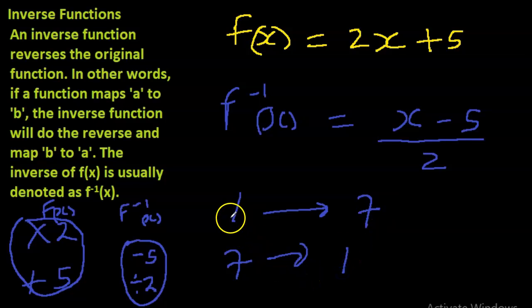So the original function, the input of 1 gives you an output of 7. The inverse function does the opposite. The input of 7 gives you an output of 1.